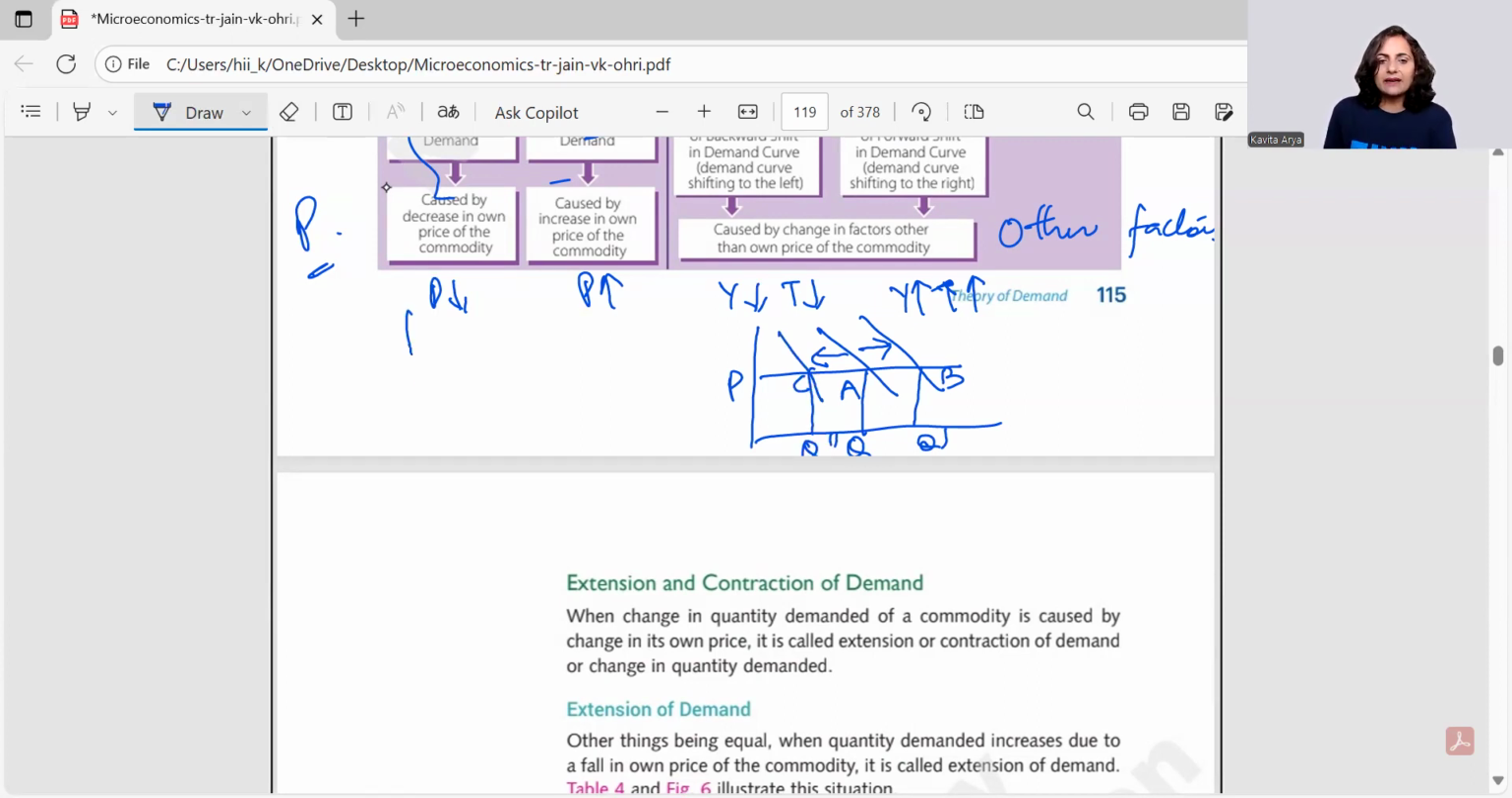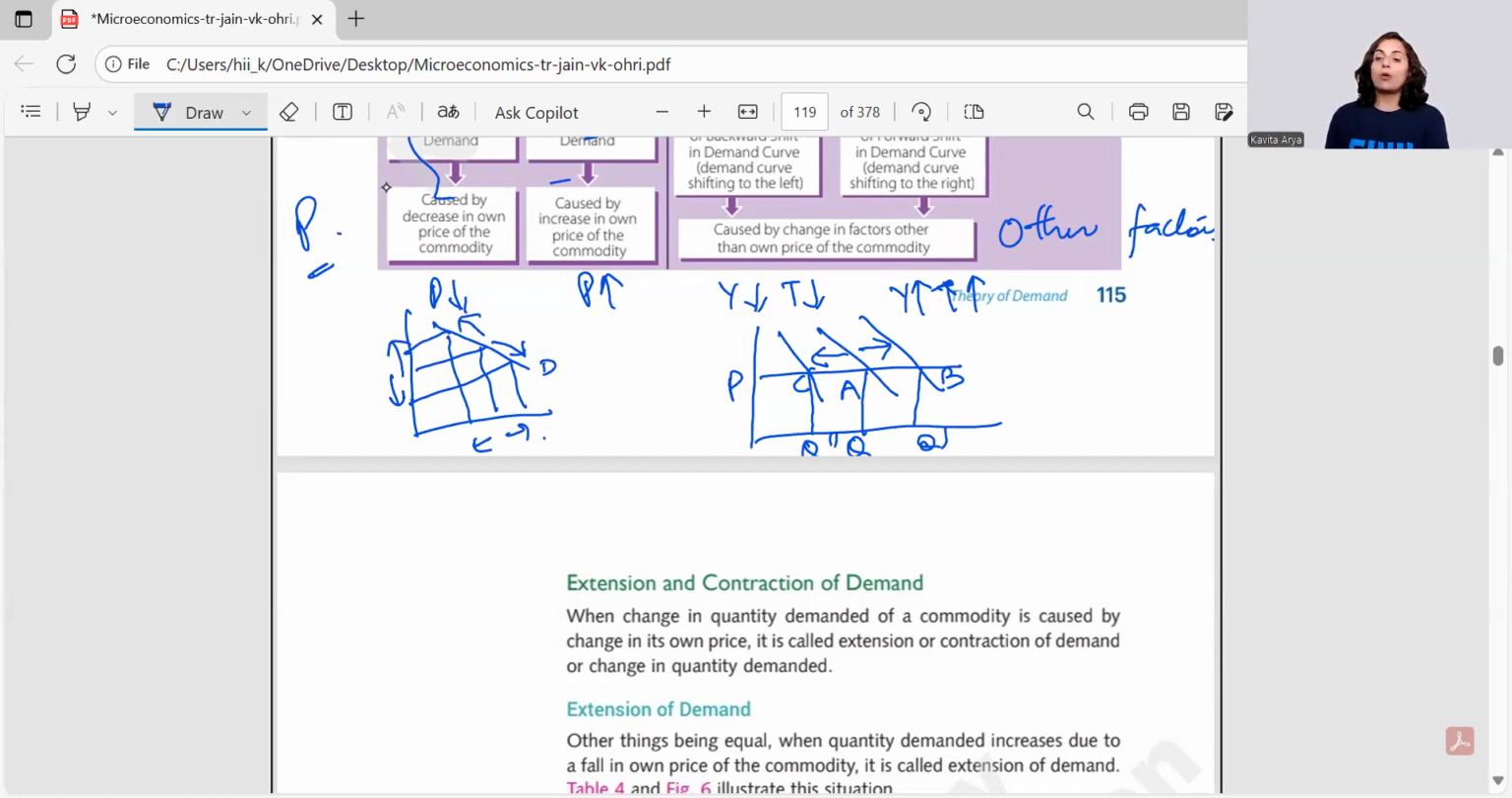But in this diagram, only one demand curve is shown, right? This is the initial point of reference. With the fall in price, there is downward movement, that is extension. And with rise in price, there is upward movement, that is contraction.